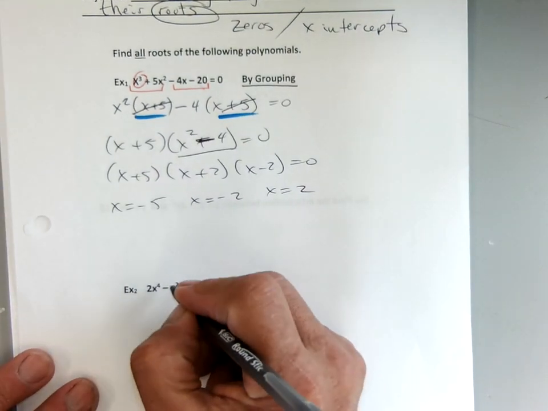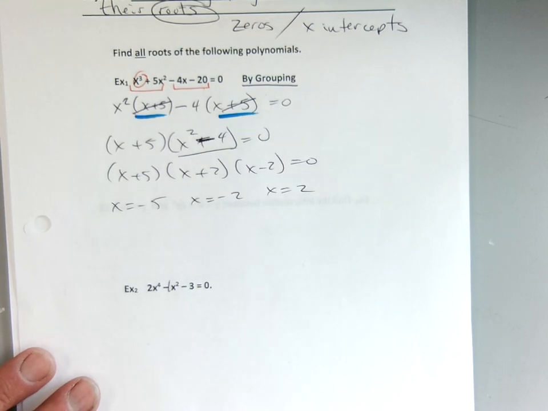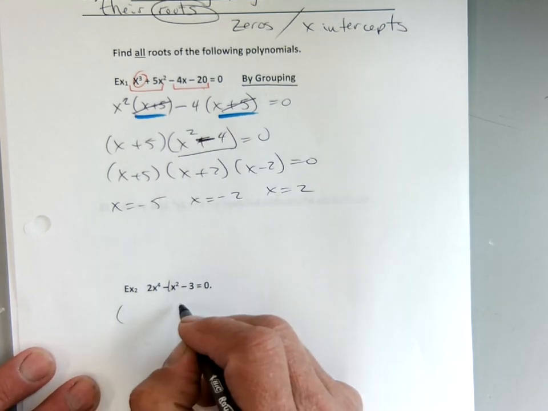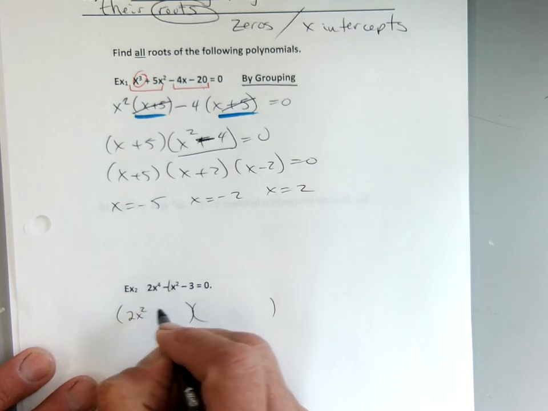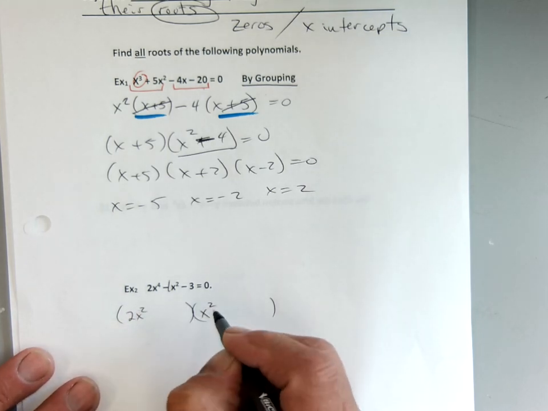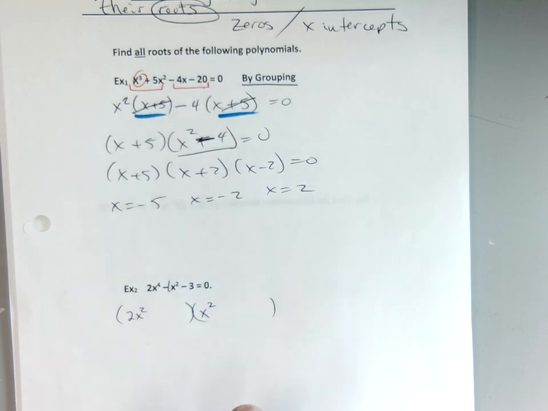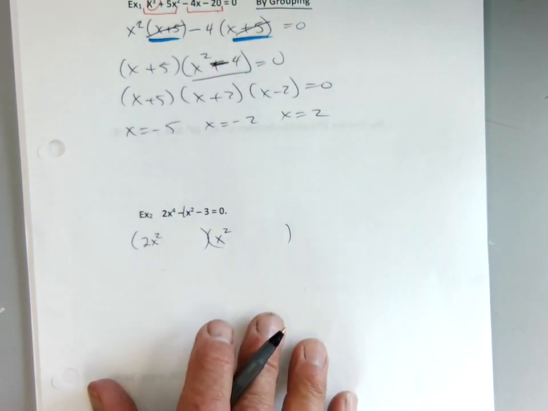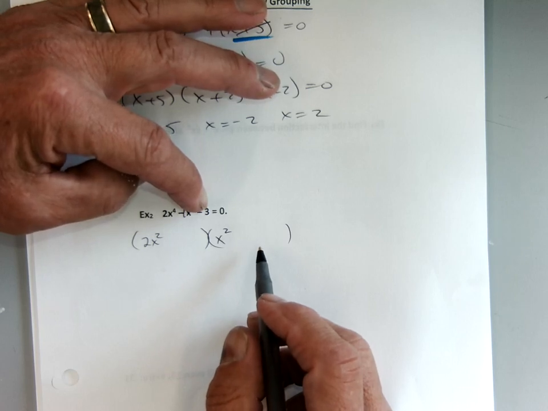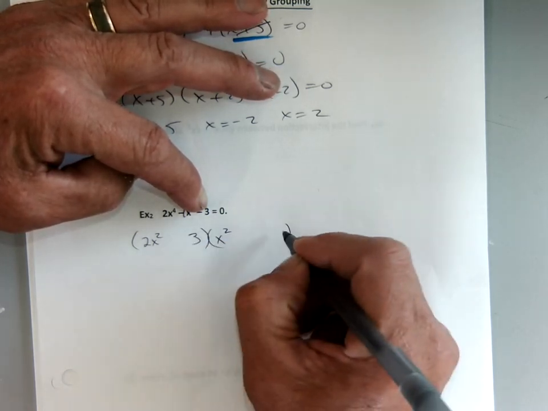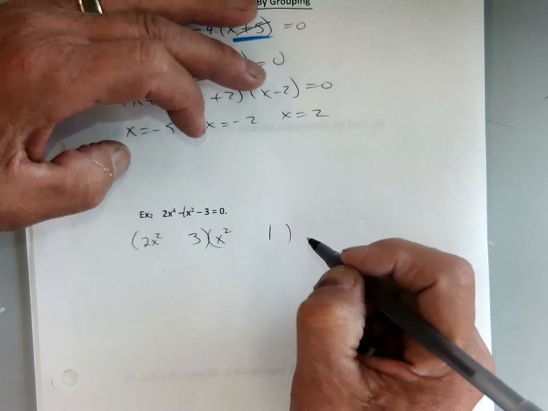All right, number 2. Well, let's see. How about we do this? 2x squared, x squared. You all right with that? And then I'm going to use multiples of 3, and I want to use 3 and 1, but I have to be careful where I put them. I put the 3 here and the 1 here.